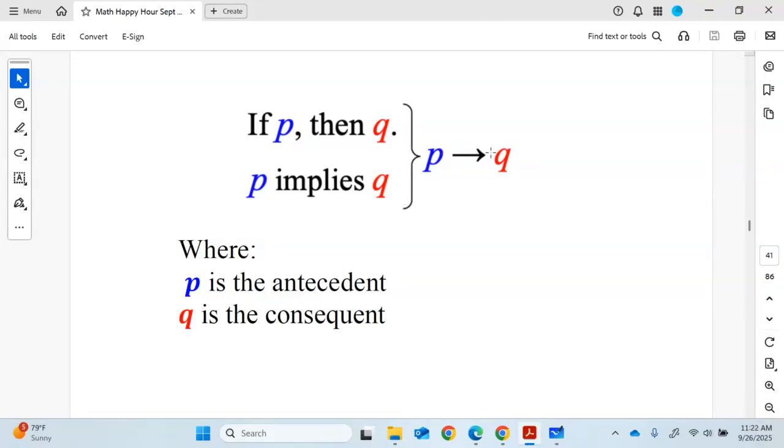In symbolic form, we have an arrow. So this is our conditional statement. P is going to be called the antecedent, and Q is going to be called the consequent. So it's kind of like the cause and the effect, if you want to think about it. Another way of calling them would be P is the hypothesis and Q is the conclusion. But we're going to leave it in this book. We just keep it as P is the antecedent and Q is the consequent.